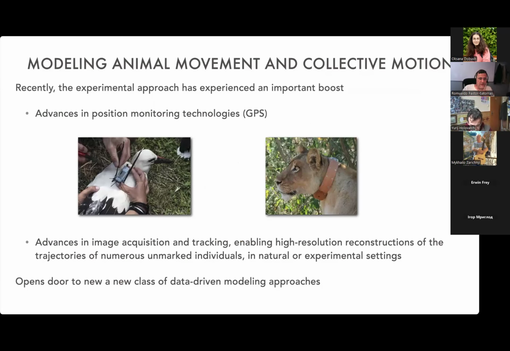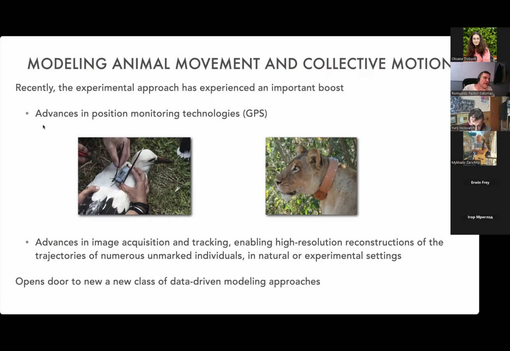The nice thing is that recently the experimental approach has also advanced a lot, in parallel with theoretical efforts. This is due in particular to two recent advances. One is in the technology of position monitoring, especially using GPS. If you have a big animal, like a big bird or some big mammal, you can attach a device to it and track its movement with a resolution of seconds and minutes. This is not possible for smaller animals, such as fish.